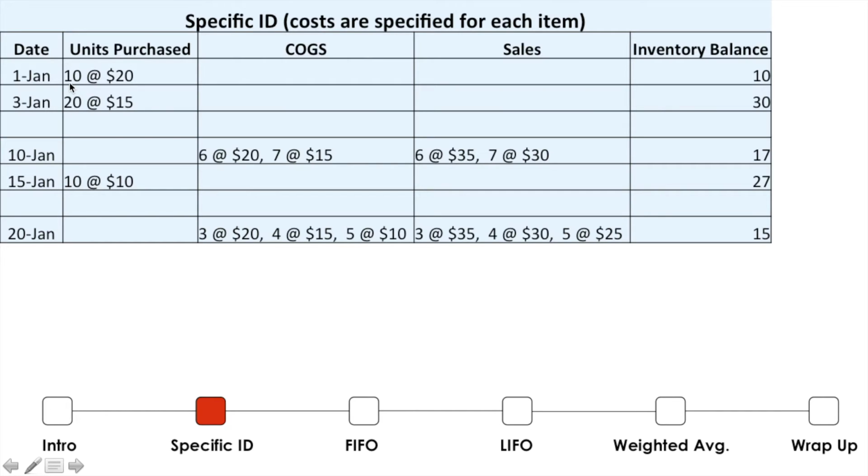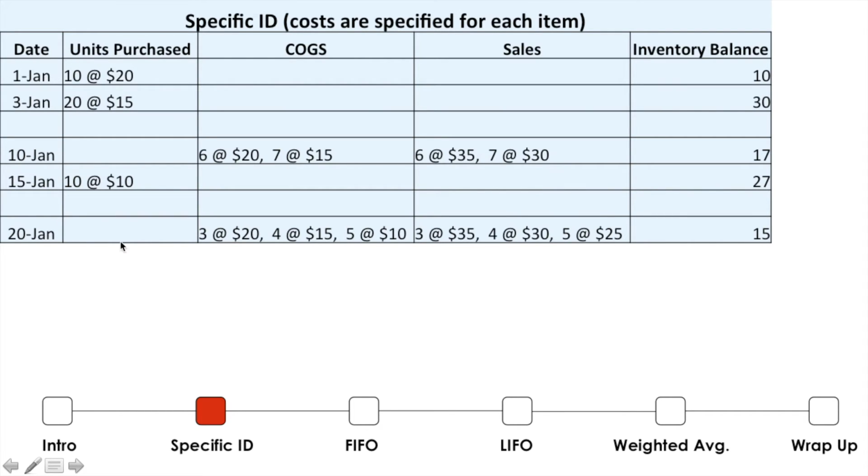On the first, we purchased 10 units at $20 each, giving us a balance of 10 units. Then on the third, we purchased 20 units at $15 each, giving us a new inventory balance of 30 units. And then on the 10th, we have our first date of sale, where we sell 6 units at $35 each, where each of the 6 units costs $20, and then 7 units at $30 each, where each of the 7 units costs $15. Since we've sold these units and they're no longer in our inventory, we have a new inventory balance of 17. 30 minus 13. Then we purchased 10 units at $10 each, giving us a new balance of 27.